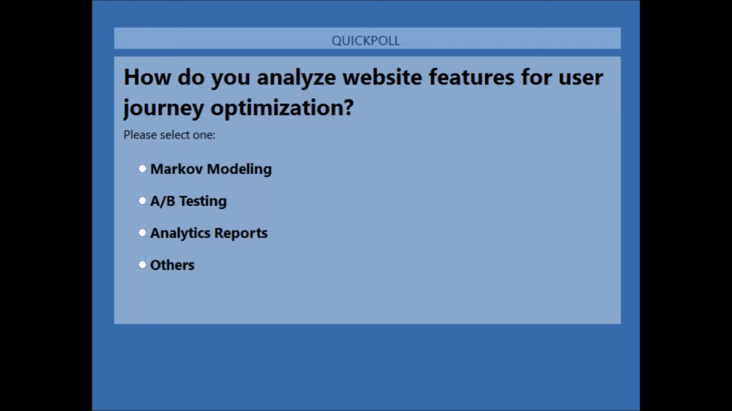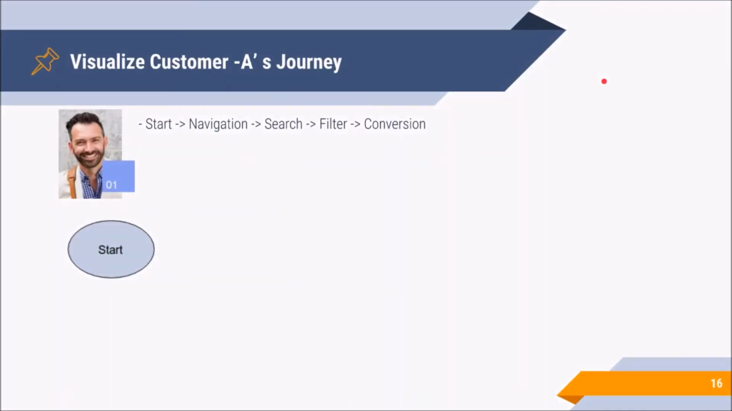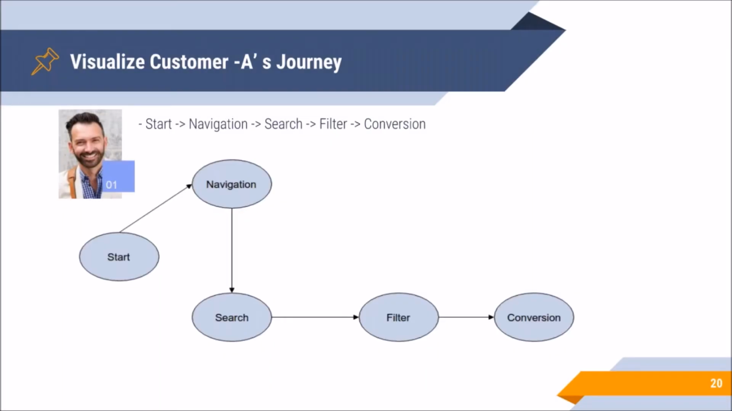Let's see that there is one customer named Jack who lands on our website. He uses navigation. After using navigation, he goes for search. Then he applies some filter, and then he finally converts. Well, that's great. A user is converting. So let's try to visualize his journey in our model. From start he goes to navigation, navigation to search, search to filter, and filter to conversion. So this is how his journey looks in the Markov model.